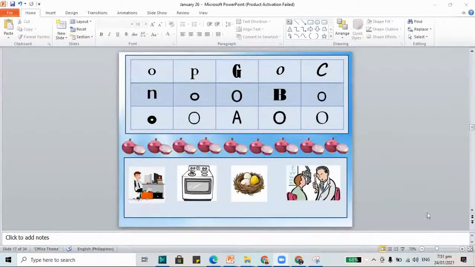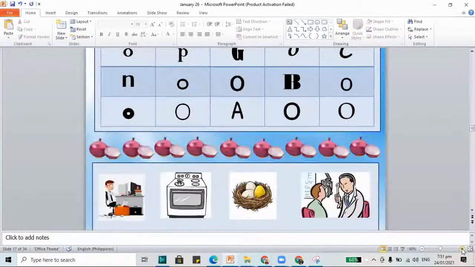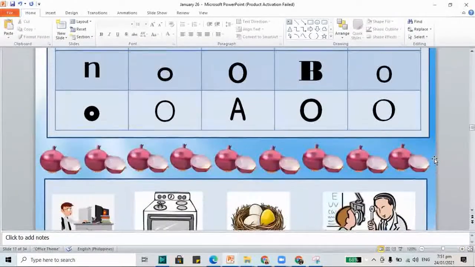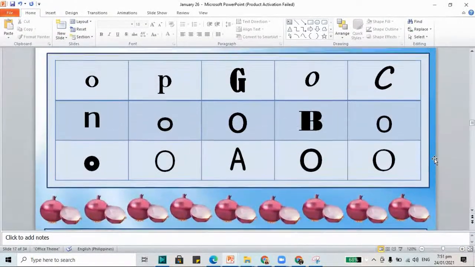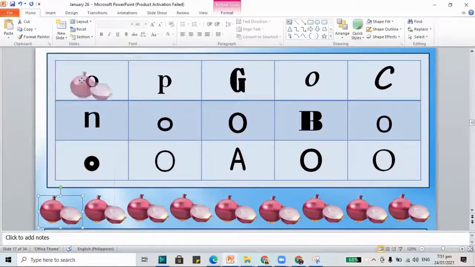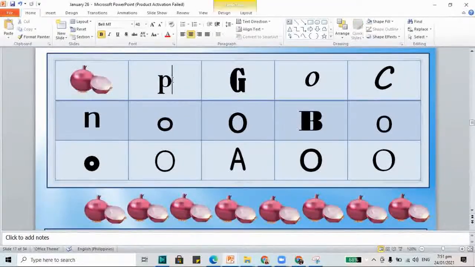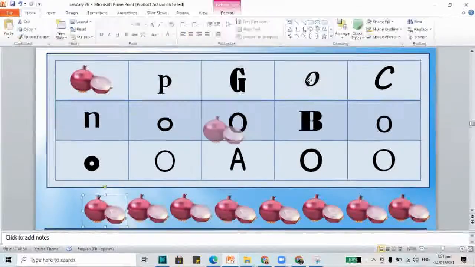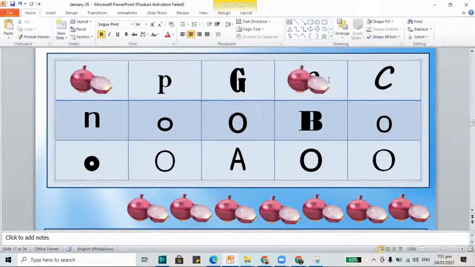And we have here, we need to look for all the letter O's in the frame. Let's cover all the letter O's with the onions. So this is lowercase o, let's cover. This is P. This is letter G. This one is the letter O. This one is letter C.